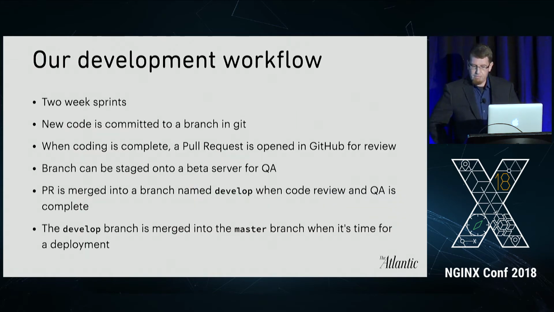To get started, I'll need to provide a bit of backstory. So let me talk about our development workflow. Developers work in 2-week sprints. New code is committed to a branch in Git. When coding is complete, a pull request is opened in GitHub for review. The pull request branch is then staged onto a beta server for QA. The pull request is merged into a branch named develop when code review and QA is complete. And the develop branch is merged into the master branch when it's time for a deployment.